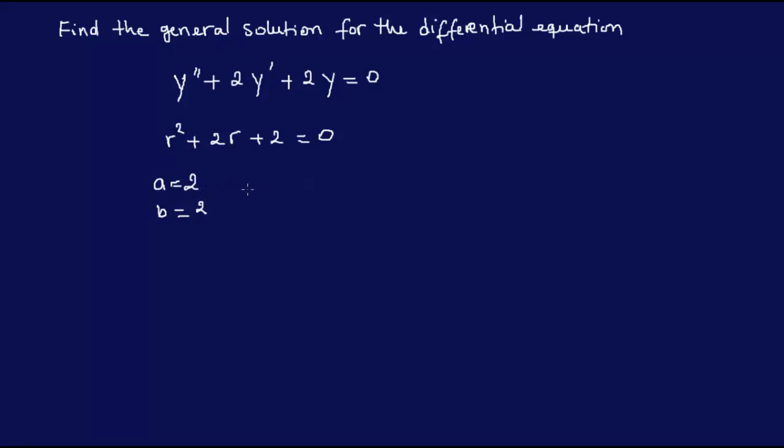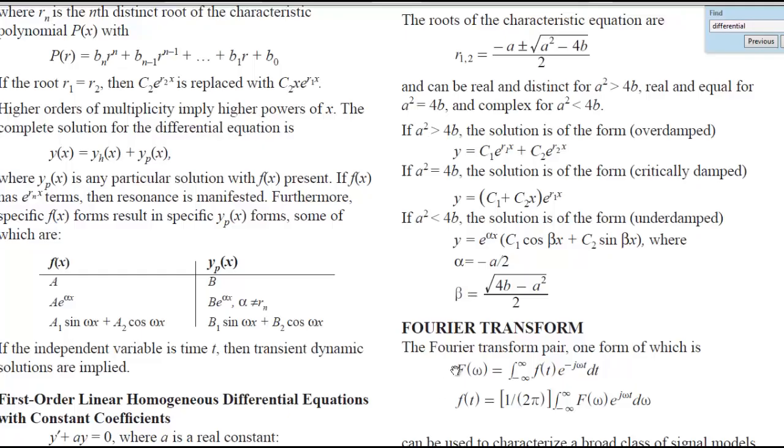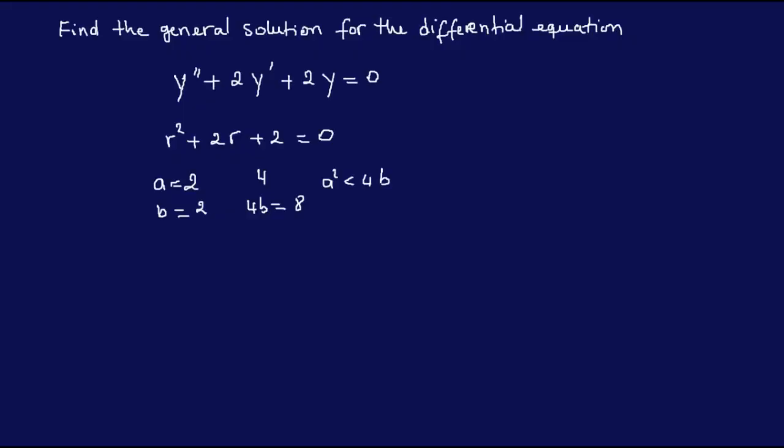Okay, so now of course a squared is 4 and 4b is 8. 4b is 8, and of course a squared is less than 4b, and therefore I'm dealing with this one over here. I wish I could write on this, but I hope you could see where I'm pointing out. So my form is going to be y is equal to e to the alpha x times c1 cos etc., and my alpha is minus a half, and beta is this. Okay, so let's go ahead and do that.